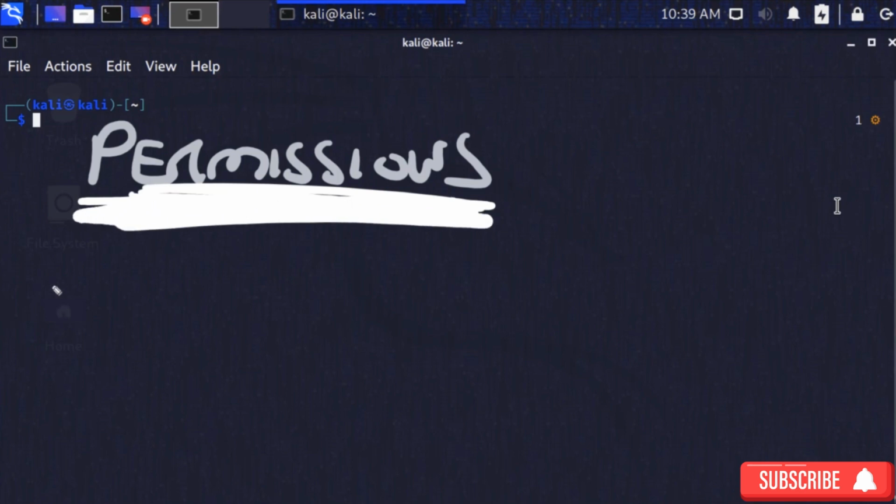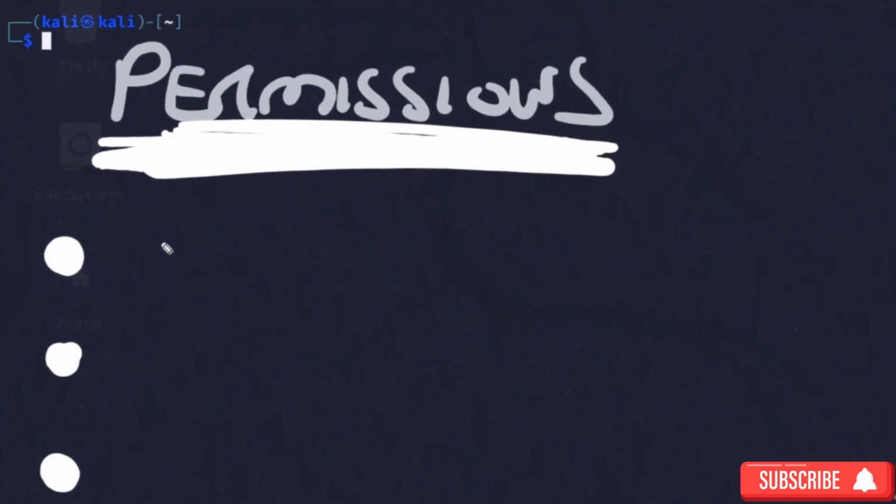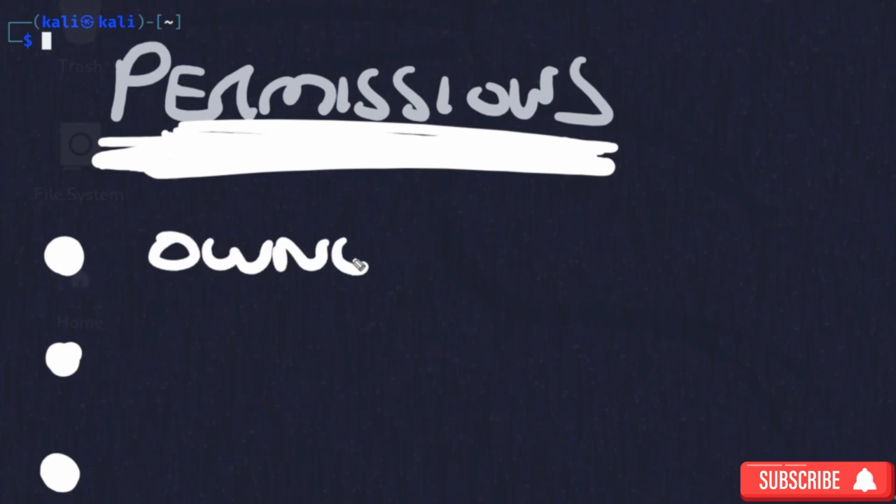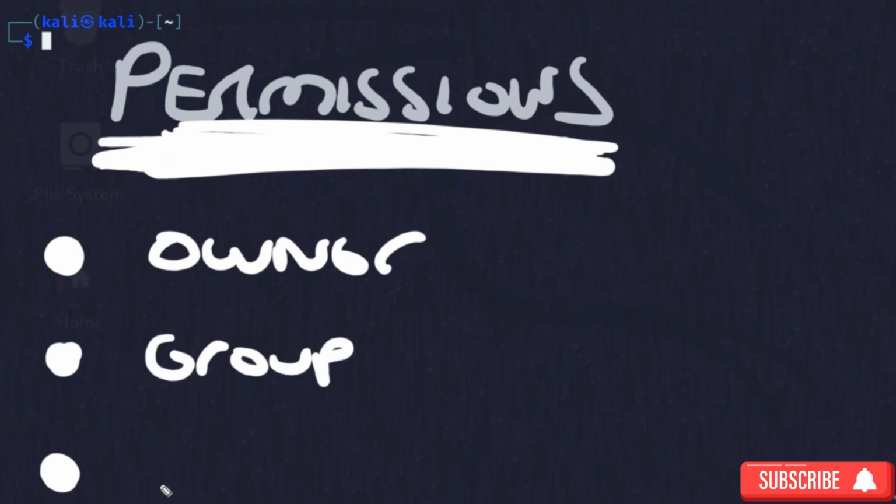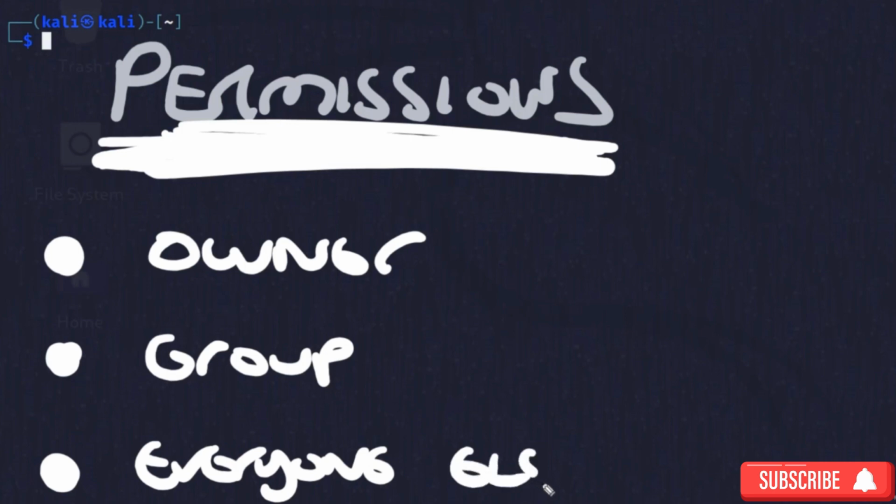Okay. We've got a couple different things when it comes to permissions. The first is that you have different permission groups. So you can either have an owner, or you can have a group. And the last one is just everyone else, also known as other.